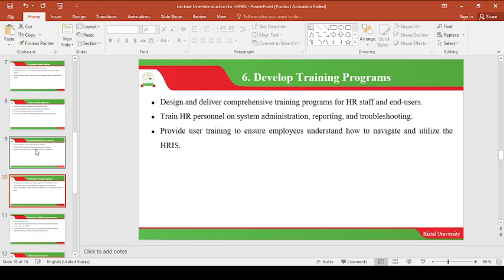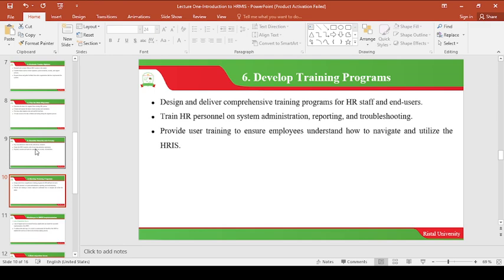Still under development programs, you need to train HR personnel on system administration, reporting, and troubleshooting. So in case of any problem, they need to know how to report or how to troubleshoot it, and also to manage the system in terms of updating the software, etc. Then lastly, you need to provide user training to ensure employees understand how to navigate and utilize the HR information system. Because employees are the end users, they need to be trained on how to use it. Otherwise, if you don't train them, they will not know how to use it.